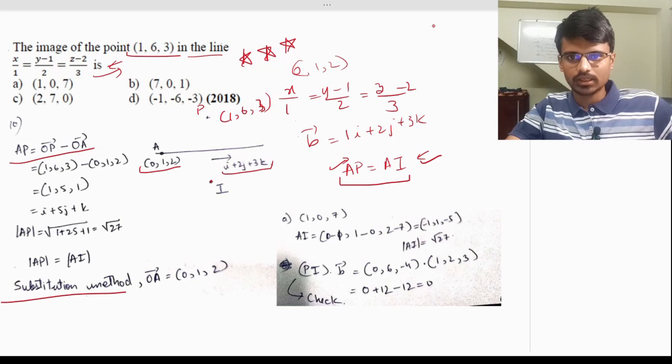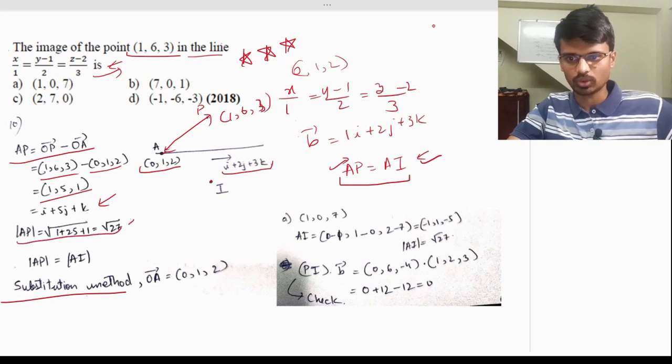AP, we have got 2 points. I have to just subtract the corresponding components. So I have got OP and OA, 1 comma 6 comma 3 minus 0 comma 1 comma 2. So I get 1 comma 5 comma 1, so I get i cap plus 5 j cap plus k cap. So this is my AP. What is the magnitude of vector AP? It is root 27. So I want a point I such that the magnitude of AI is equal to root 27, right? So I'll use the substitution method.